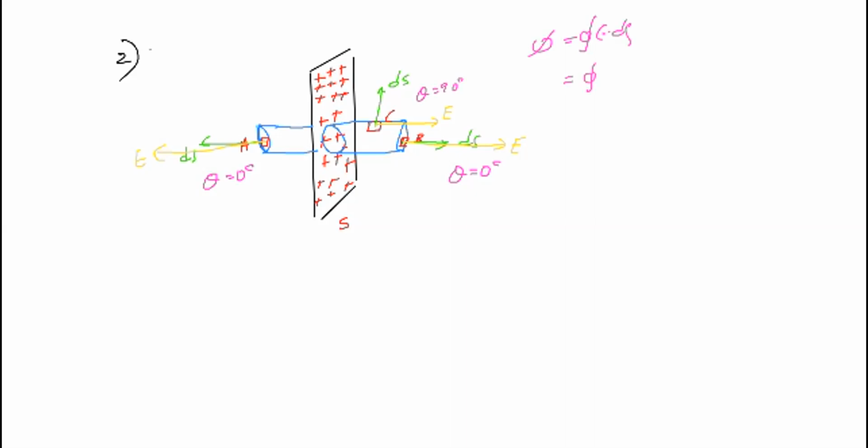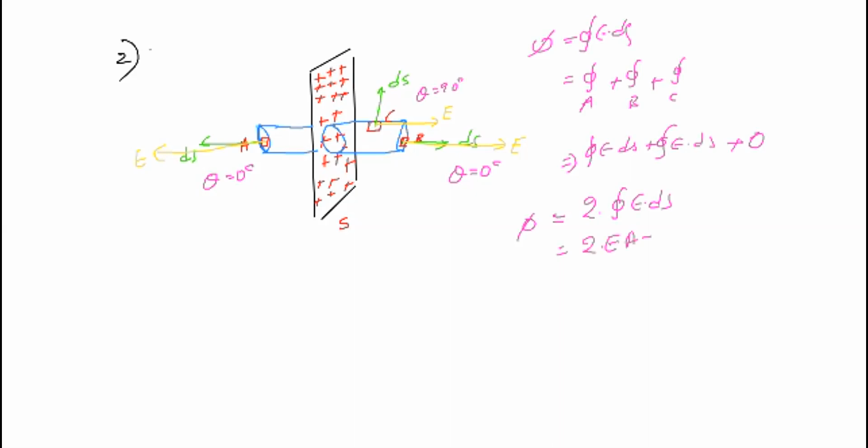Now flux phi is equal to closed integral E dot ds. So closed integral at the A surface plus closed integral at the B surface plus integral at the C surface. At A, it is 0 degrees, so I'll take it as E ds. Plus B, the other 0 degrees, so I'll take it as E ds. But at C it is perpendicular, theta is equal to 90 degrees, so it will be 0. Since the electric field and surface are the same for both, it is 2 times closed integral E ds is equal to flux phi. So I'll write it as 2 into E into area. It is the first equation.